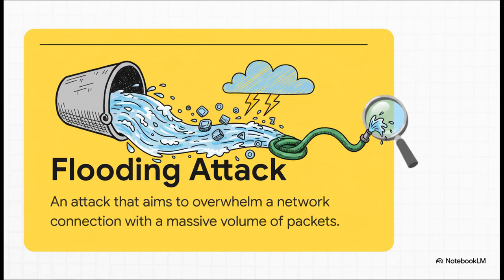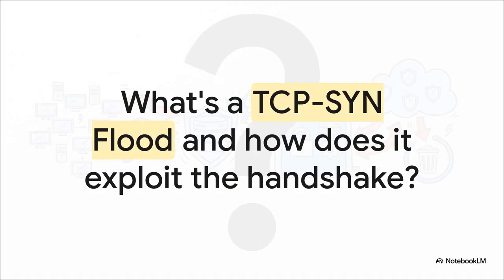Think of it like this. You're trying to empty an entire swimming pool through a tiny garden hose. That hose is going to get overwhelmed fast. Now let's talk about a classic system resource attack. This one isn't about raw volume, it's about being clever and exploiting a basic process of how the internet works. So let's dig into the TCP SYN flood.